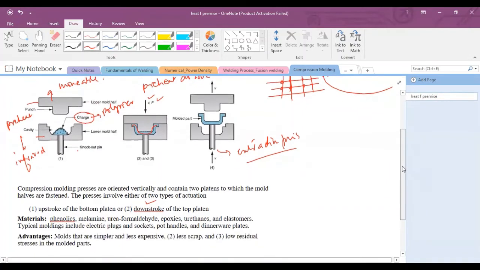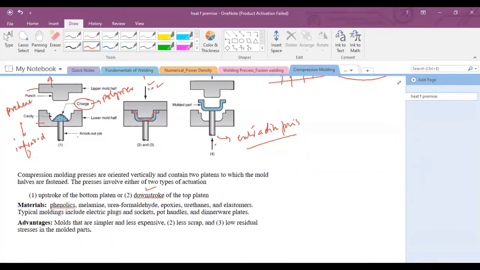Number 3 point is material. What kinds of material will be used, or what kind of thermoplastic polymers will be used to perform this compression molding? Phenolics, melamine. As you know, melamine is used to produce the different bowls for eating. Epoxies, for the joint adhesive bonding, we will use the epoxies.